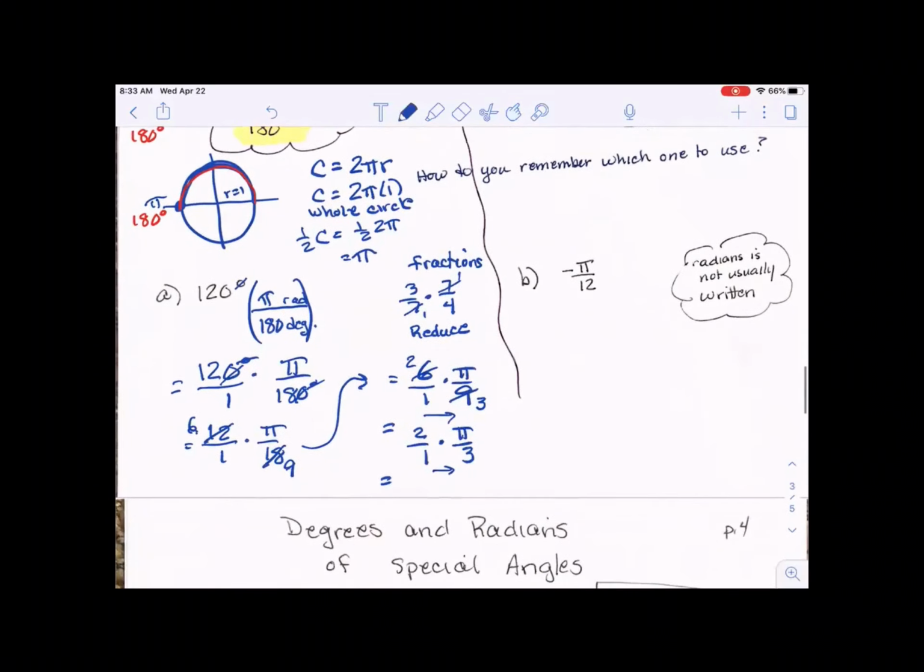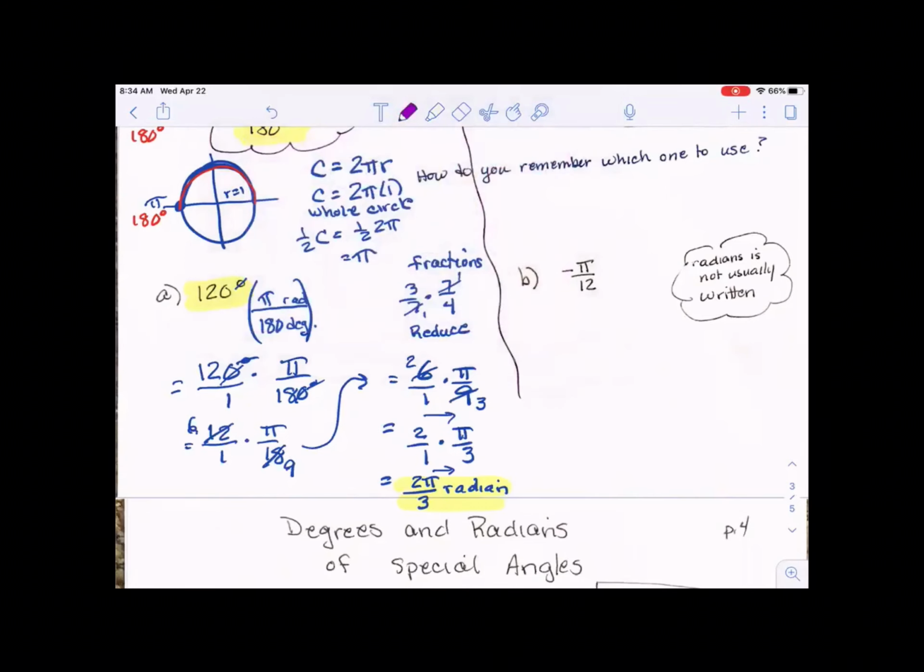So now I'm going to multiply straight across the top, straight across the bottom, and my conversion from 120 degrees to radians is going to be 2 pi over 3 radians. Now, we don't always write radians here, but since this is the first time through, let's write it just to make the point. So we converted from this 120 degrees up here to this 2 pi over 3 radians. That's your technique.